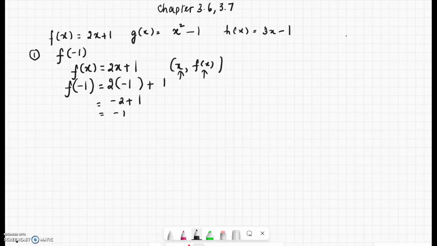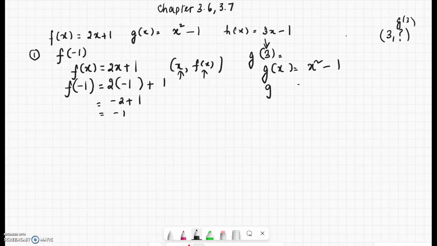Now suppose I want to evaluate g of 3. Let's write the equation down. g of x equals x squared minus 1. So how do we figure out the value of the function at x equals 3? Basically, if we plug in a 3, whatever we get for g, that is g of 3, is called the value of the function. So we are evaluating the function at x equals 3.